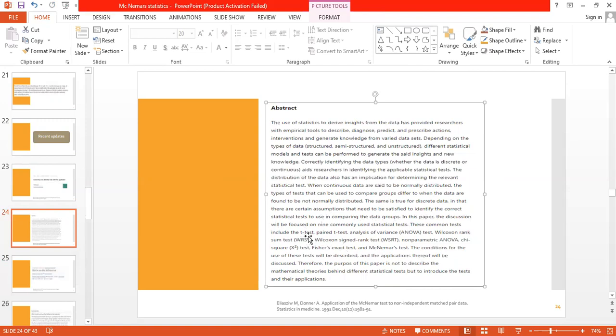These common tests include t-test, paired t-test, analysis of variance, Wilcoxon rank sum test, Wilcoxon signed rank test, and the non-parametric ANOVA, chi-square test, Fisher exact test, and the McNemar test. The conditions for the use of these tests will be described and their application discussed. Therefore, the purpose of this paper is not to describe the mathematical theories behind different statistical tests, but to introduce the tests and their application.